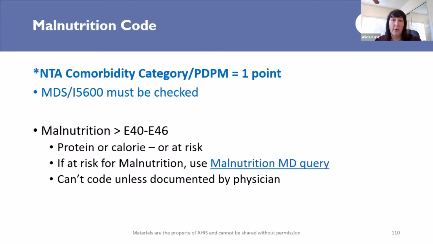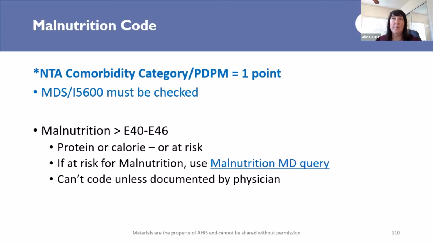Malnutrition is another diagnosis that will map you into an NTA comorbidity category. It will get you 1 point. You want to be careful with coding malnutrition. If they're at risk for malnutrition, maybe they've got a really low BMI, they've lost a lot of weight, you have to have the physician documentation that malnutrition is indeed present. So be very, very careful with that.